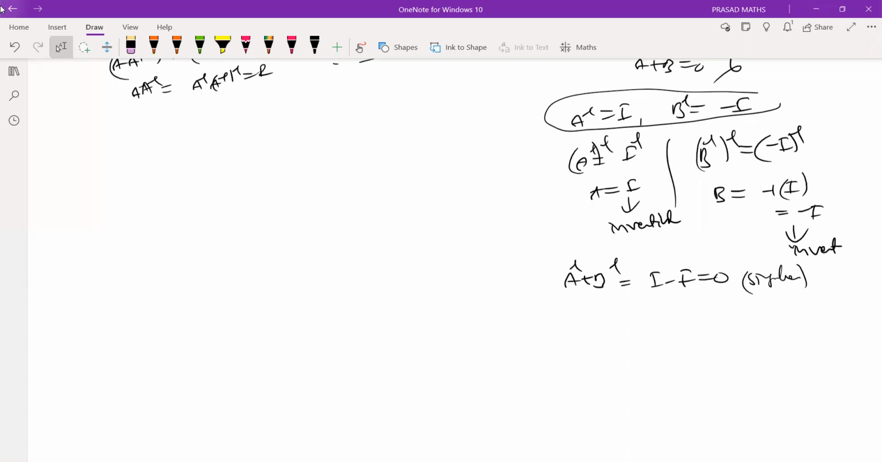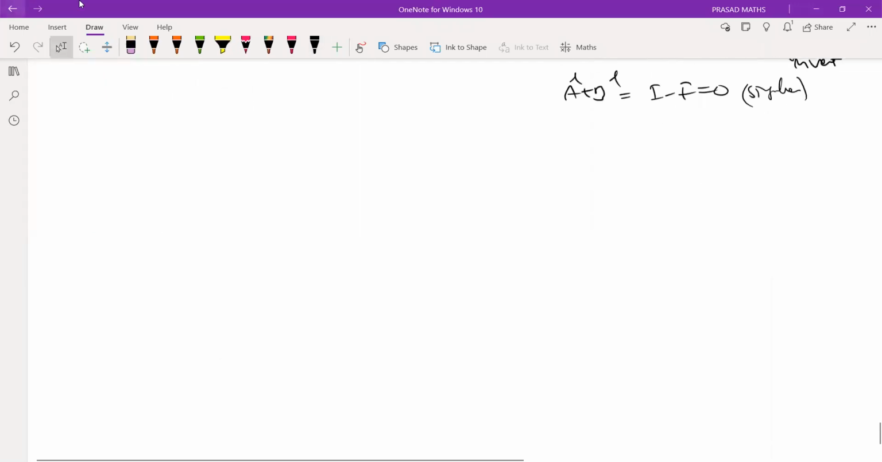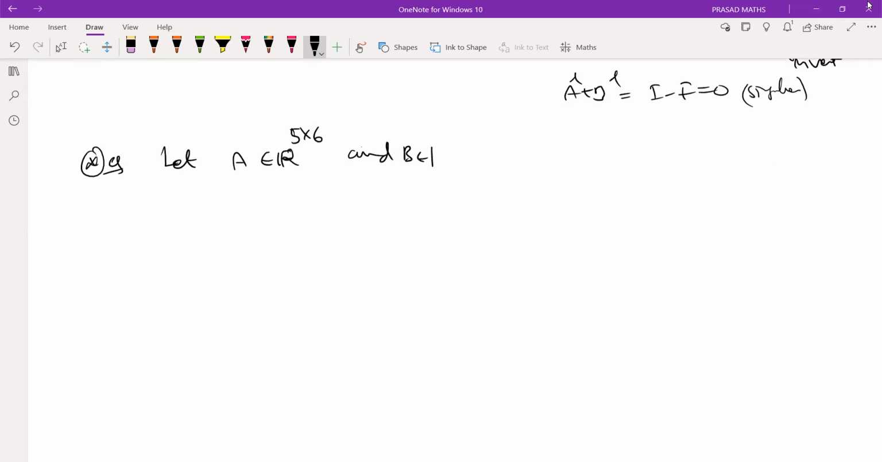Right. Next. Next question. Suppose we take this. Let A be a real matrix of order 5 cross 6. B is a matrix of order 6 cross 5. Then which of the following is true?